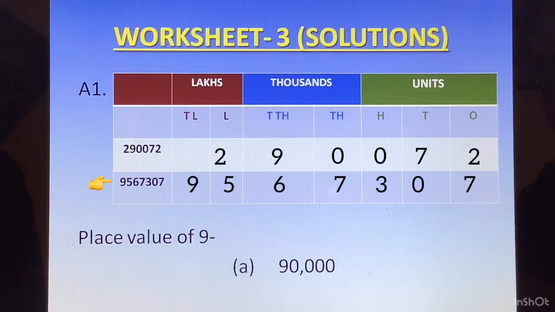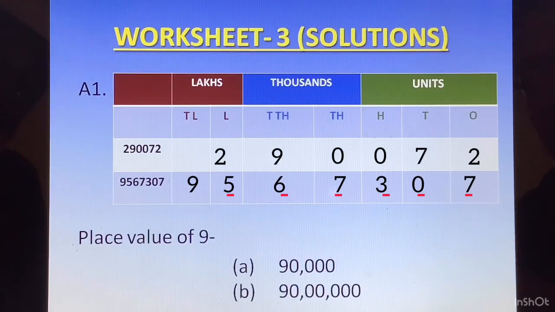The next one. Let us look at the question here. 9567307. So how many digits do we have after 9 on the right? We have 6 digits. So here we will put 6 zeros after 9. And the number thus formed will be 9000000. This is 90 lakhs. The same thing can be seen from the place value table also. Since the 9 is coming under the 10 lakhs column, it is 90 lakhs.